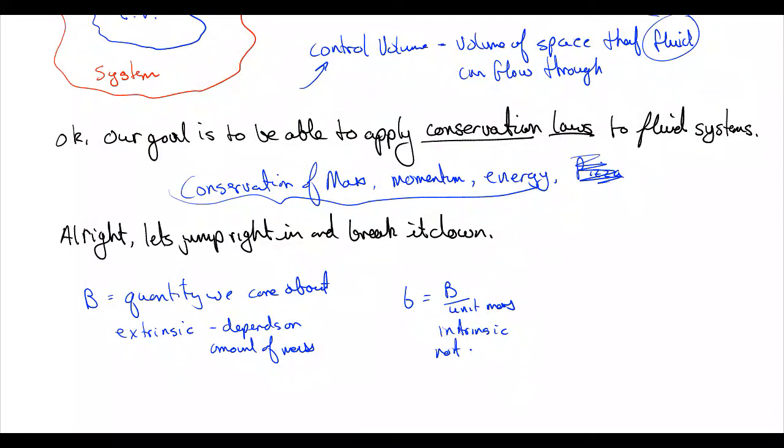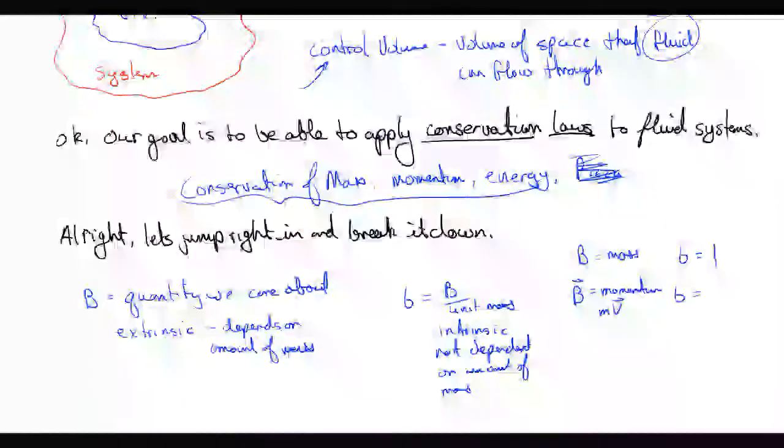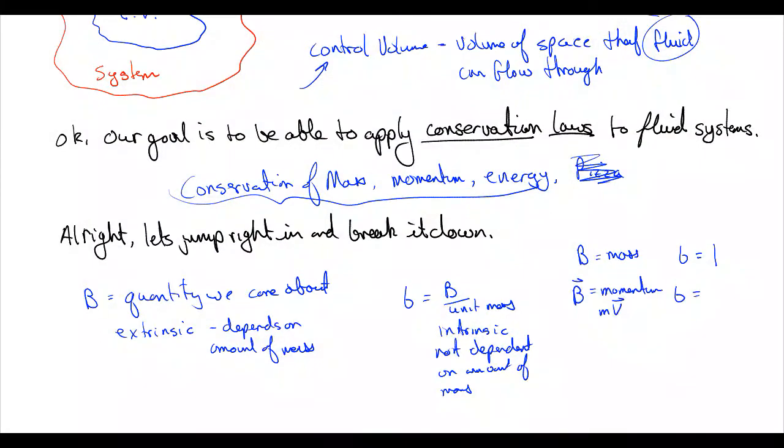So as a quick example, capital B, if B is equal to mass, so we're literally worried about the amount of mass. Lowercase b, I think you guys can probably figure this out. If we take mass and divide it by the amount of mass that we have, what do we get? We get 1. Right? So if capital B is equal to momentum, which is mass times velocity, what's our little b going to be equal to? What is momentum, which is mass times velocity, divided by mass?